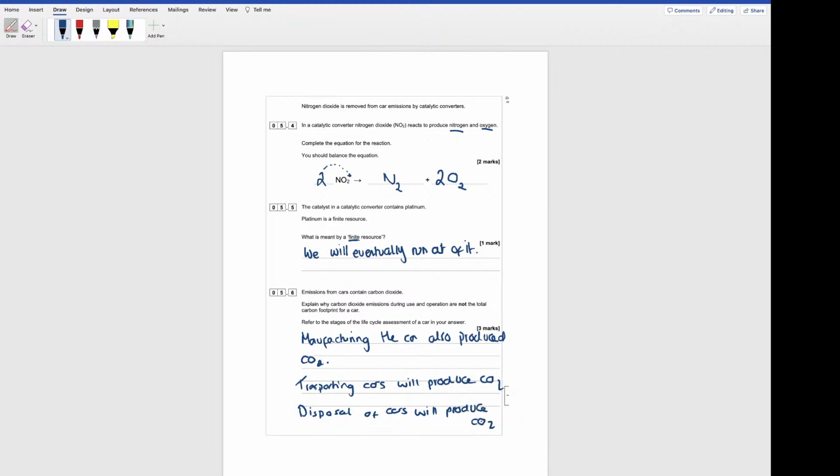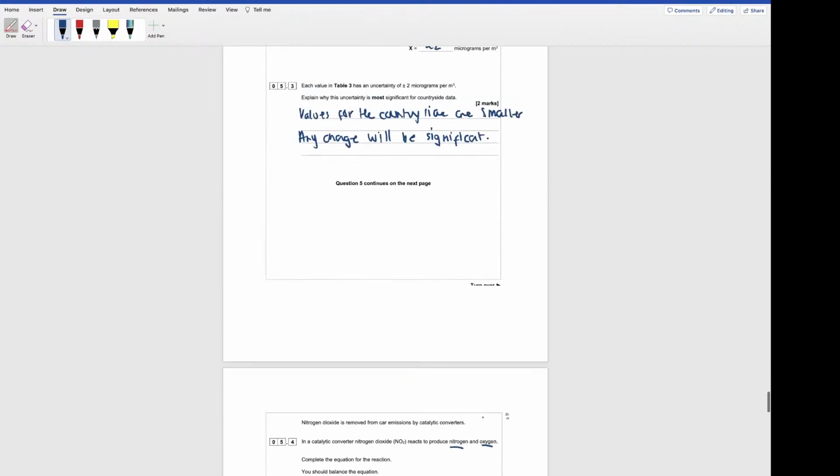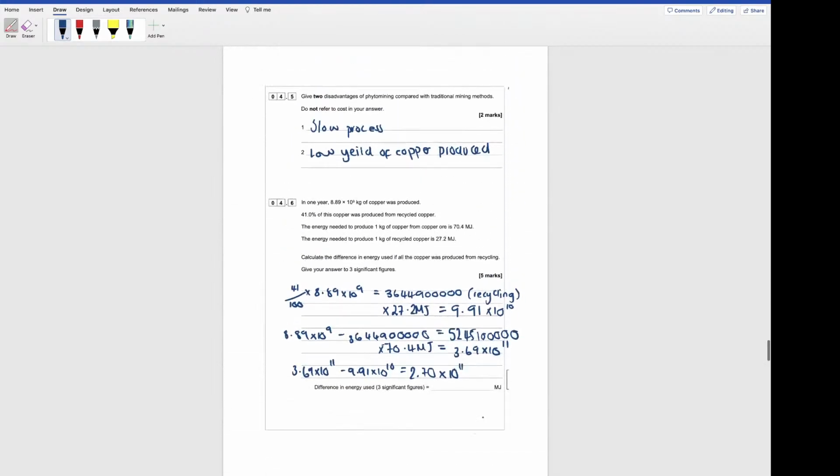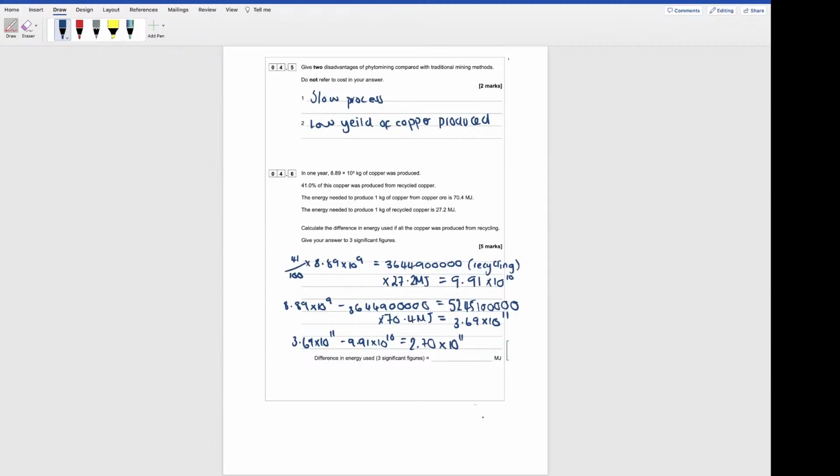There you go. Right, we need to go back to 4.6 and just go over that in a little bit more detail, because if I'm not mistaken, it was this really tricky question. Right, I'm just going to change colour slightly here, just so I can go over the other text. So what it's saying is that this is the total. This is 100%. That's 100% of all the copper that was produced that year. And out of that, 41% of it was recycled copper. Okay? And that's that first bit here.